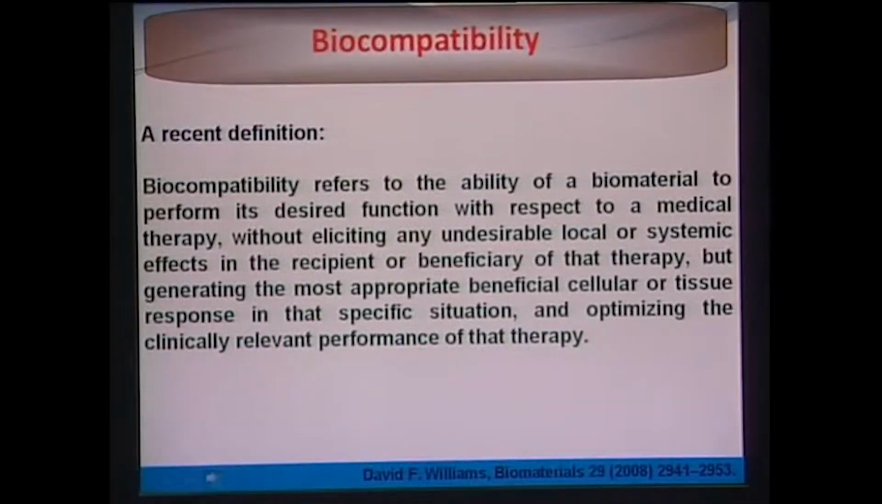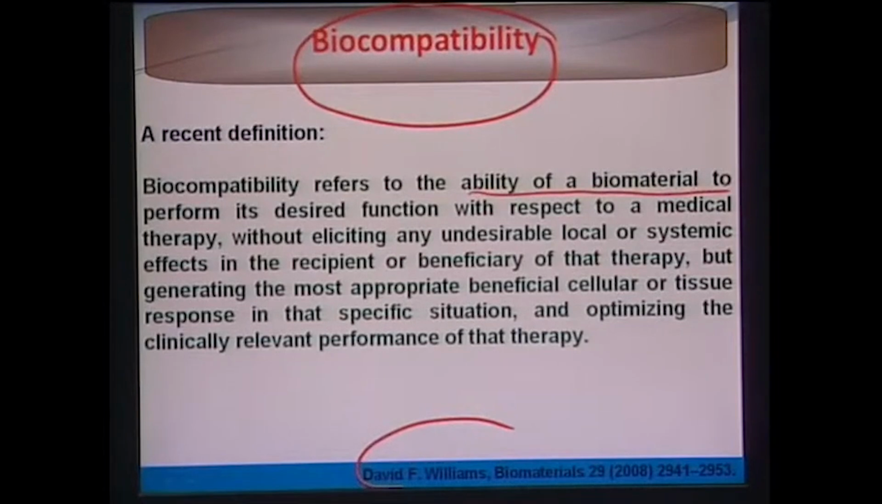Now the biocompatibility, it has been dealt with earlier also, but at every lecture I feel like reminding you of certain important concepts or definitions, so that you absorb these important ideas. So to go back to the very fundamental definition of biocompatibility, which is proposed by David Williams, who is the editor-in-chief of Biomaterials journal: biocompatibility refers to the ability of a biomaterial to perform its desired function with respect to a medical therapy. I again repeat, biocompatibility is such an important concept, it clearly depends on the application in mind.